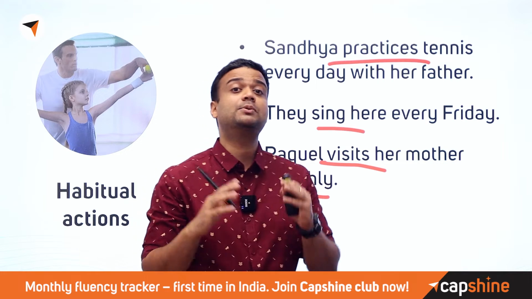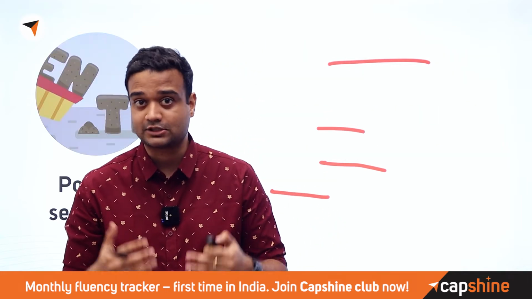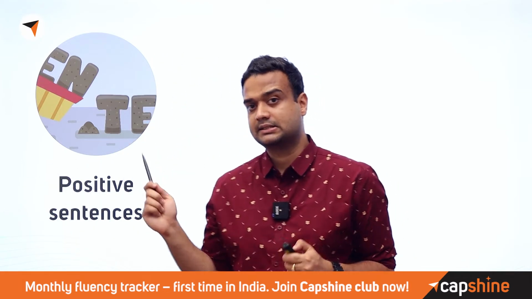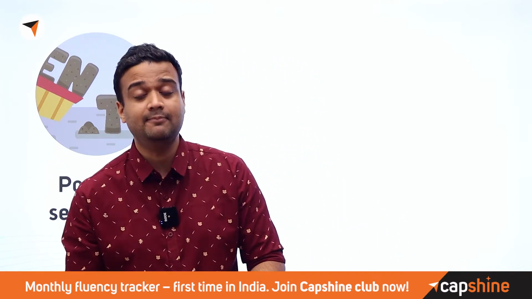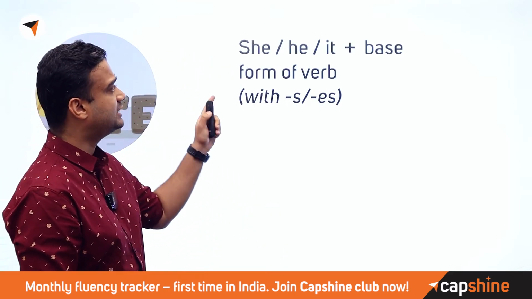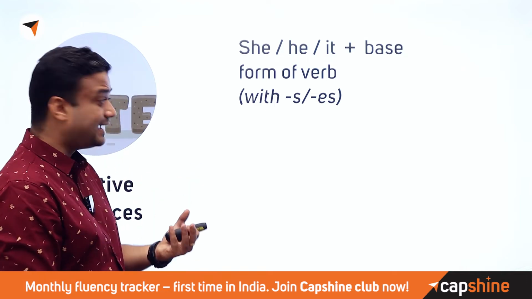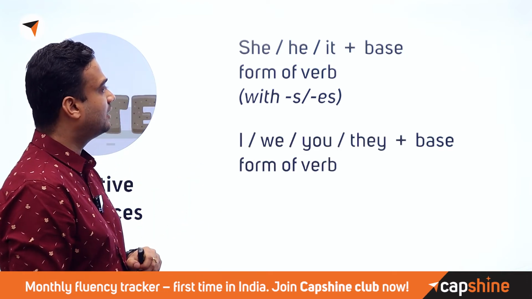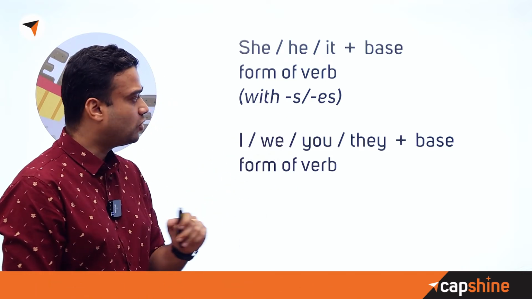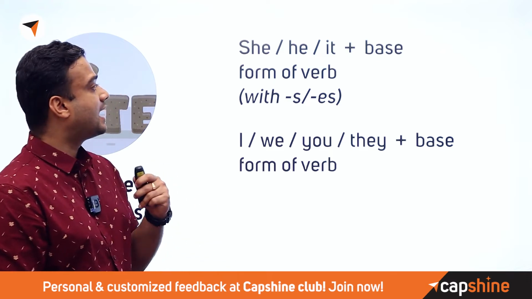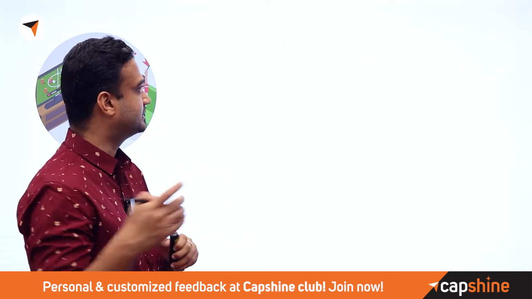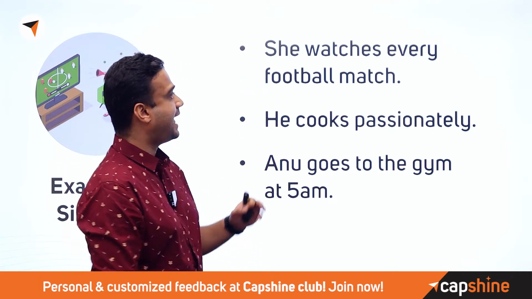That said, there are multiple ways in which you can construct sentences: as a question, as a positive, as an interrogation. Let's look at the positive sentences. In this case, you're just conveying meaning as is without adding any complexity. So here you use he, she, it plus the base verb with s or es, and we'll see how that looks. But if you use I, we, you, or they, we use the base verb without the s ending of the verb. For example, she watches every football match.